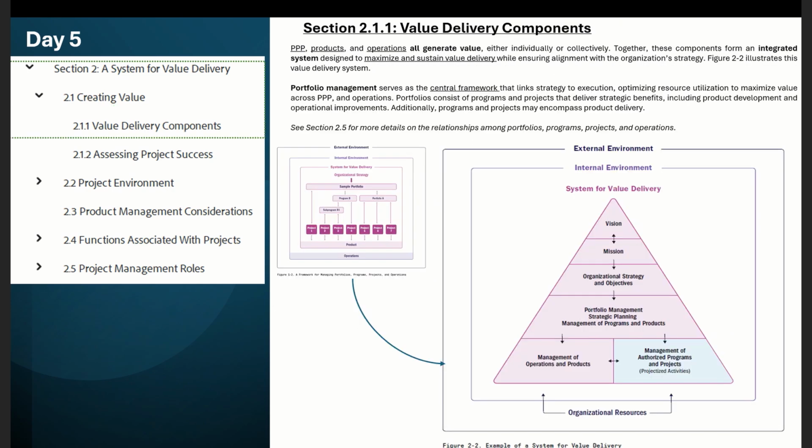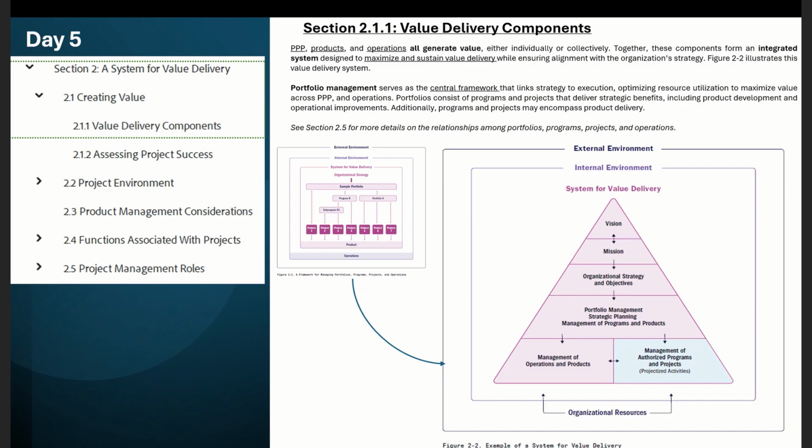Another very important part is the value delivery components. If you remember, in the last day we talked about the external environment. But here we have the internal environment, the system for value delivery. The main reason we put it in this section is that inside the triangle you can see the vision, mission, organization strategy, and objectives, which are coordinated with portfolio management and strategic planning, and which work with management, operations, and products. Finally, we have two connections between them through the management authorization of a project or program.